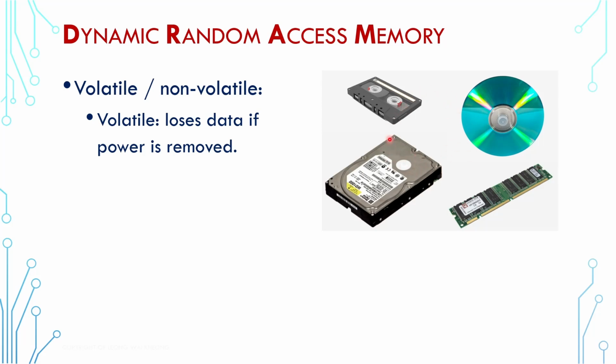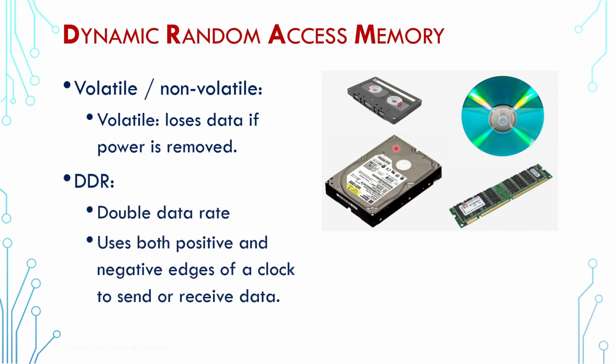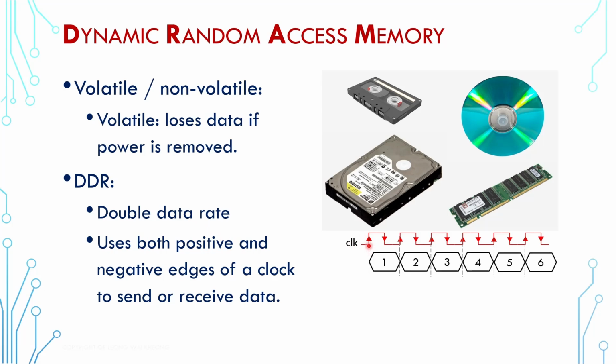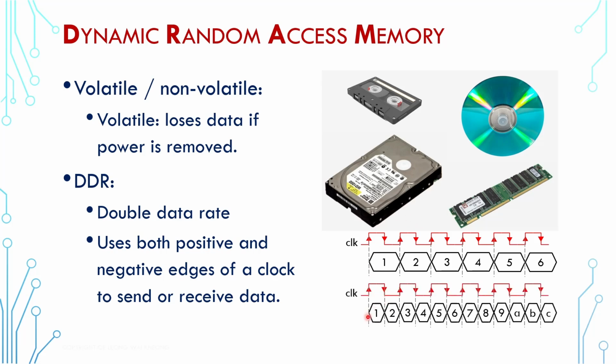They are therefore non-volatile. DDR stands for double data rate. A clock is used to synchronize data transfer. Many devices use one clock edge to send data. Double data rate means both rising and falling clock edges are used to send or receive data. The circuitry is generally more complicated, but the bandwidth is twice as much.